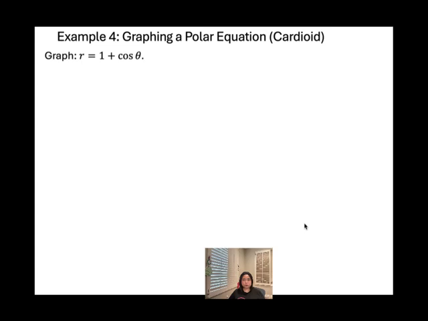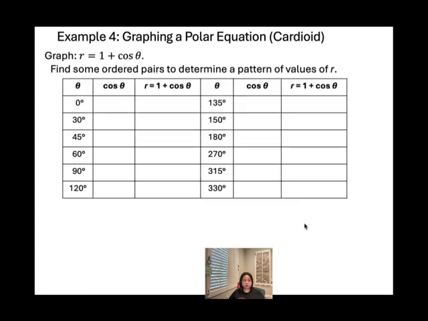Okay, example 4. Graphing a polar equation. For this kind of question, you need to create a table and then use the degrees one by one and plug them in. Okay, I'll show you the first one. Theta equal to 0. So cosine 0 will be equal to 1. Then plug in here, 1 plus 1, r will be equal to 2.